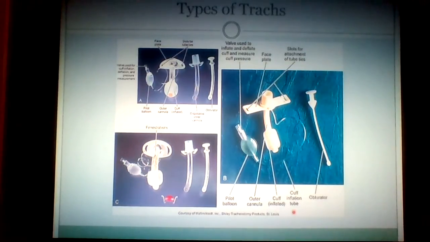The inner cannula, I pointed that out to you. It fits inside the outer cannula, and we either take it out, clean it with water and peroxide, or we take it out, throw it away, and get a new one. And the obturator, like I said, it is a guide used to insert the trach.